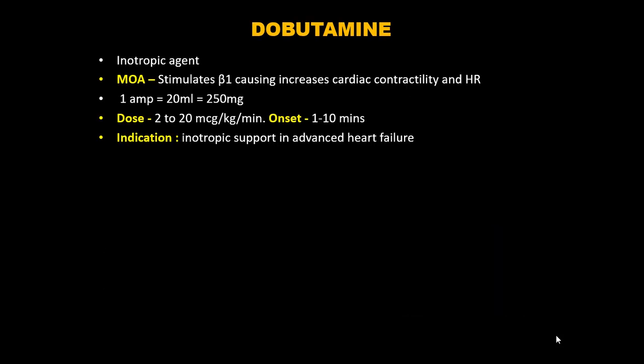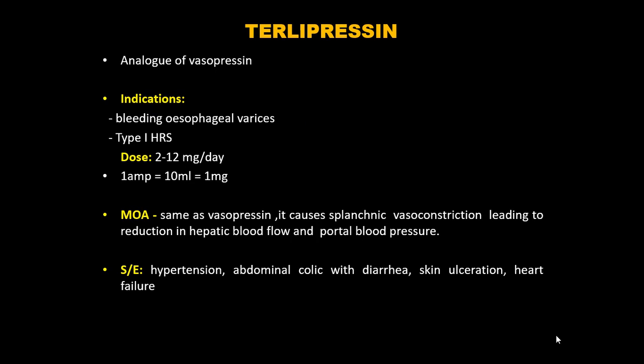Dobutamine, an inotropic agent, stimulates beta 1 receptor causing increase in cardiac contractility and heart rate. Indication is inotropic support in advanced cardiac failure. Terlipressin is analogous to vasopressin. Indication is bleeding in esophageal varix and type 1 HRS. Dose is 2 to 12 milligram per day. Mechanism of action is same as vasopressin.